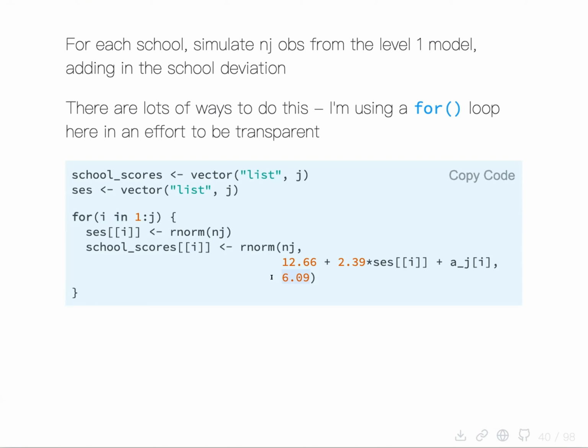If this isn't super clear, like why I'm using double brackets here and single brackets here, don't worry about it. It's not that important for now. The main part I want you to see is this, right? So this is like the equation part for a given school. So we have the fixed effects here, and then we're adding in the individual school level deviation, which was simulated from a random normal distribution. And then all of this is coming from a random normal distribution that has a standard deviation of 6.09.